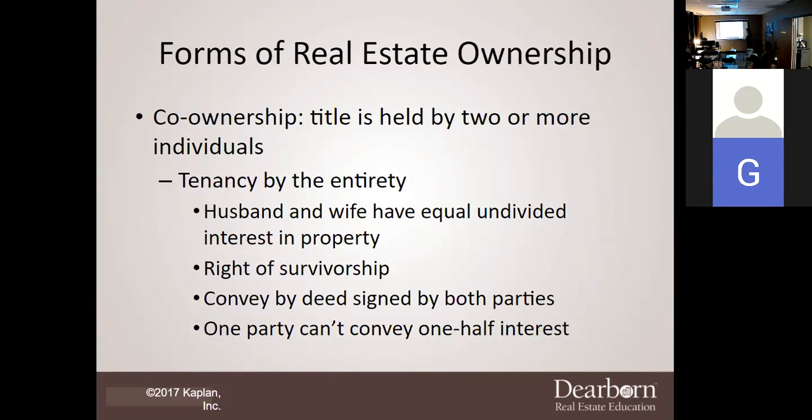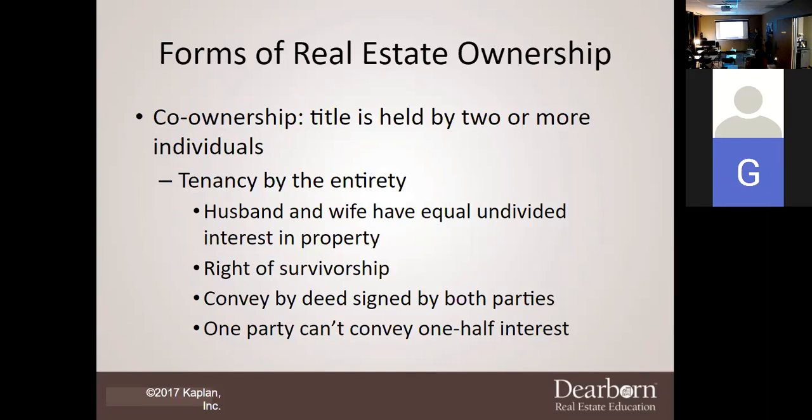Now, tenancy by the entirety. Tenancy by the entirety is often utilized by husband and wife that are not in community property states. And we're going to talk about that in a moment. But husband and wife will have an equal undivided interest in the property. They have a right of survivorship, which means whoever lives, the person that survives, gets that transfer. So if the husband dies, the wife gets it. If the wife dies, the husband gets it. And it's conveyed by a deed that's signed by both parties.